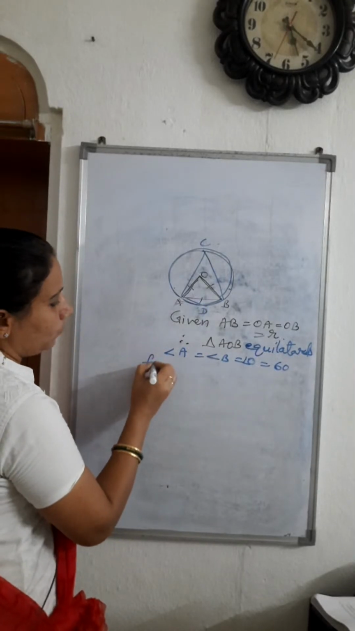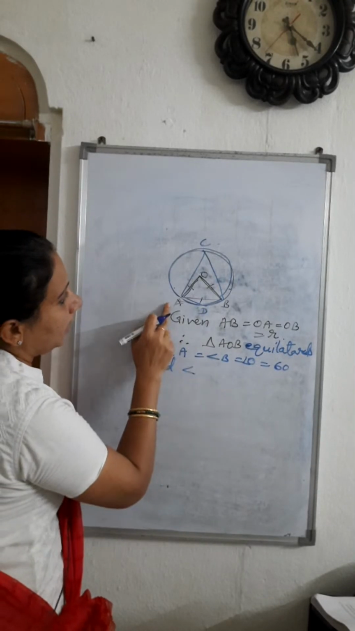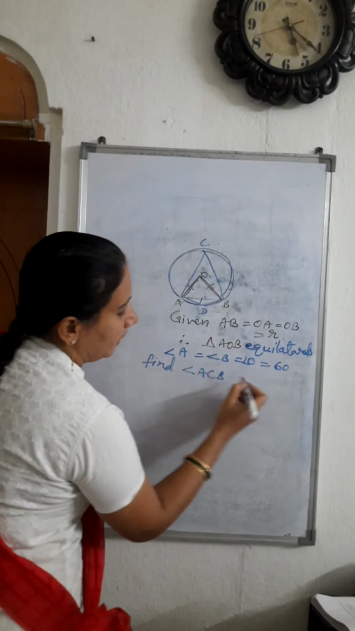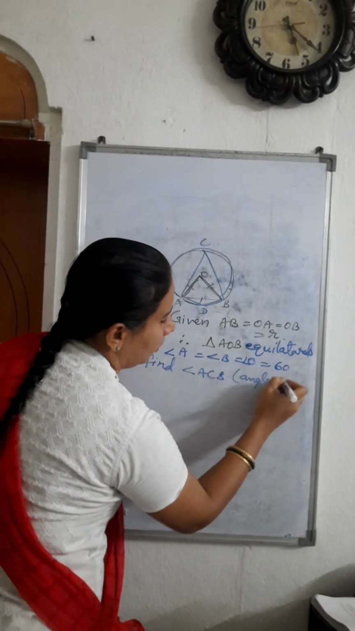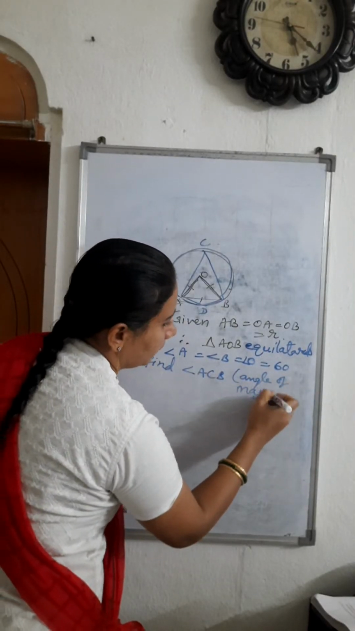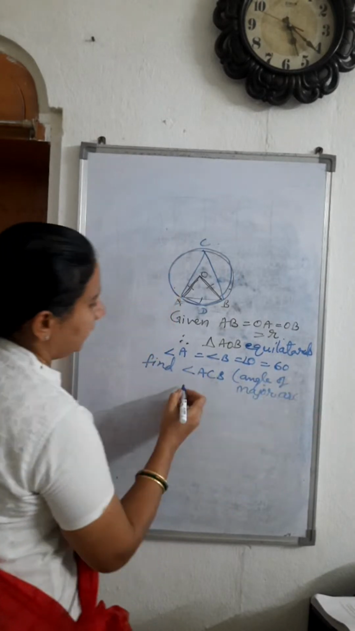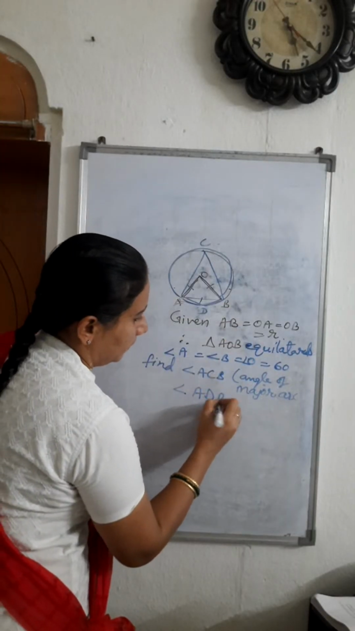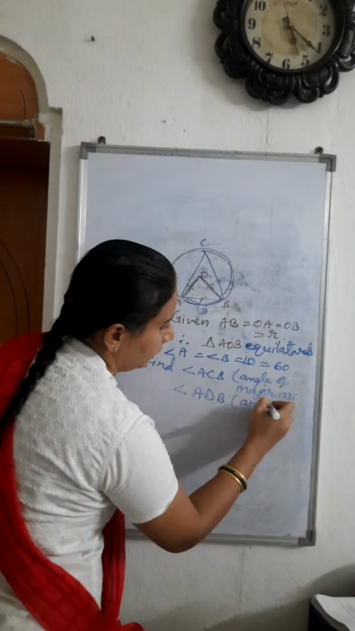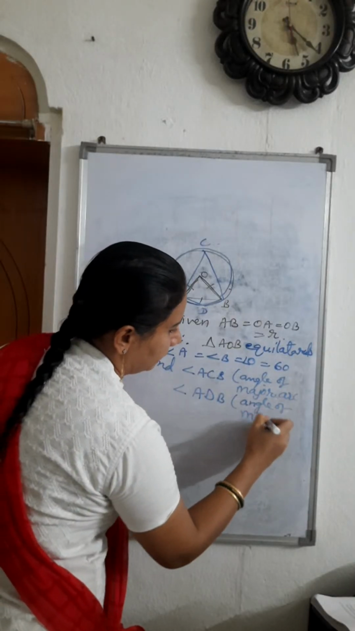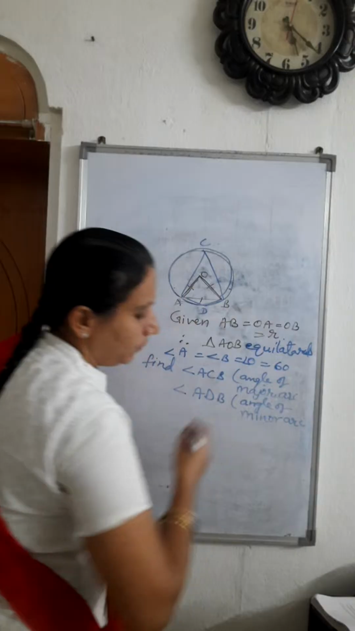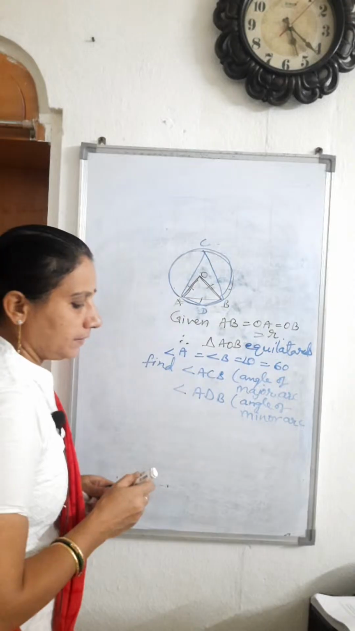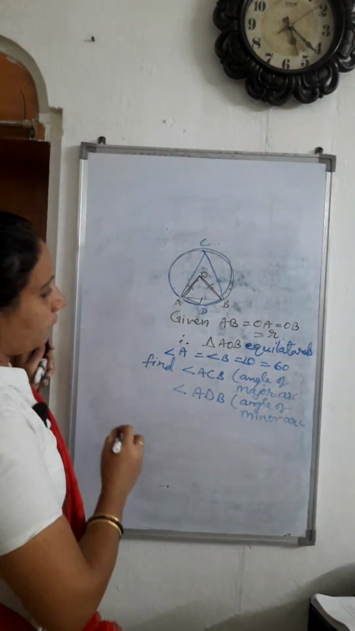So here we need to find angle ACB, which is the angle on the major arc, and angle ADB, which is the angle on the minor arc. We need to find two angles. What is the angle at the major arc and what is the angle at the minor arc? So let's start with that.